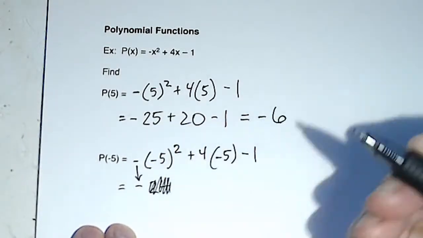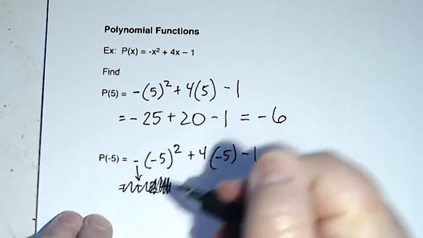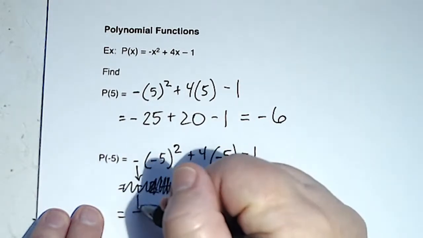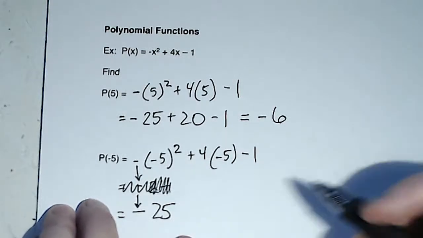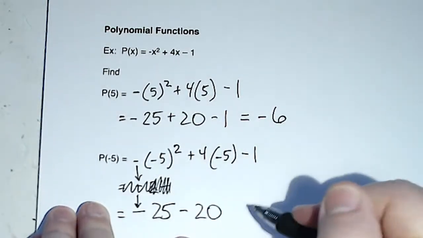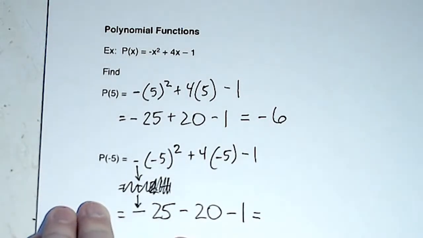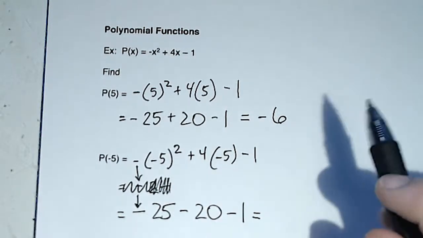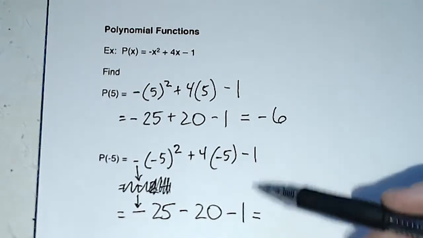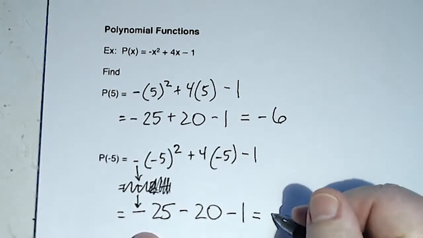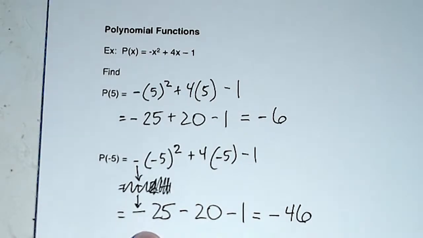Oh my goodness, so much for one take wonder. Let me try that again. The minus is right there. 25, that was hilarious, wasn't it? Minus 20, minus 1. This was a bad day for someone. Negative 25. Again, negative 5, the quantity squared gives you positive 25. Pardon me. 4 times negative 5 is negative 20. And the minus 1 comes on at the end. And I think this ends up being negative 46.